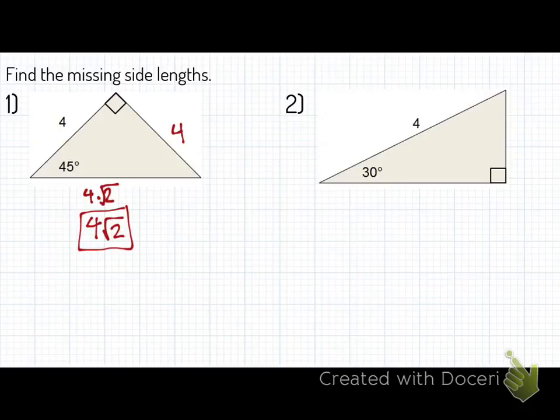Okay, number 2. It looks kind of crazy. We're supposed to find the missing side lengths. Again, you're going to teach everyone by saying what you notice and what you would do.